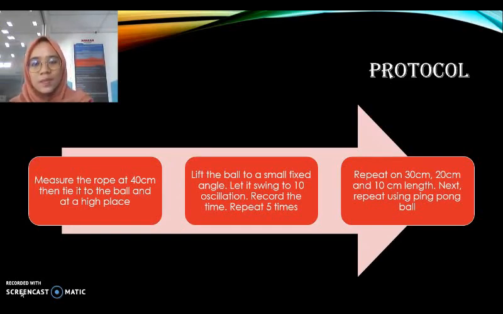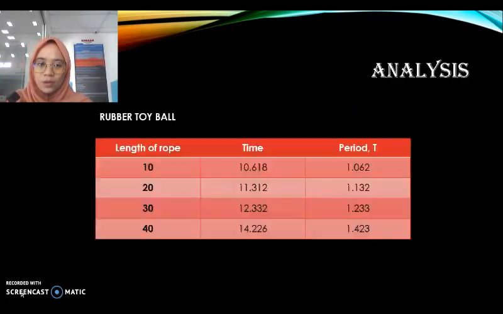Next, we repeat the experiment on 30 cm, 20 cm and 10 cm lengths. Next, after completing the rubber ball experiment, we use another ball, which is a ping pong ball.